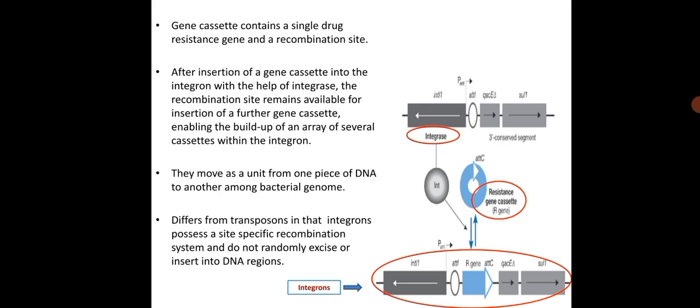A gene cassette contains a single drug resistance gene and a recombination site. After insertion of the gene cassette into an integron with the help of integrase, the recombination site remains available for insertion of a further gene cassette, enabling the buildup of an array of several cassettes within the integron. They move as a unit from one piece of DNA to another among bacterial genomes. They differ from transposons in that integrons possess a site-specific recombination system and do not randomly excise or insert into DNA regions.